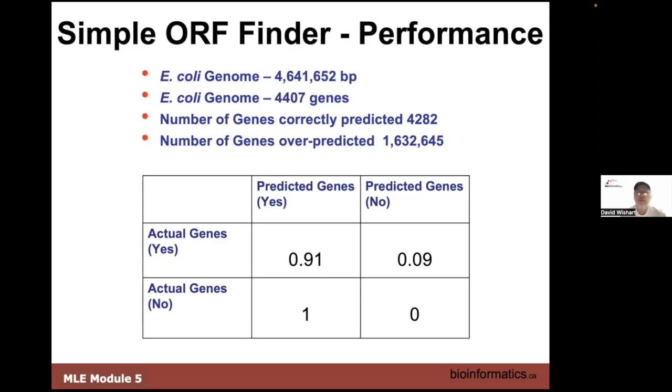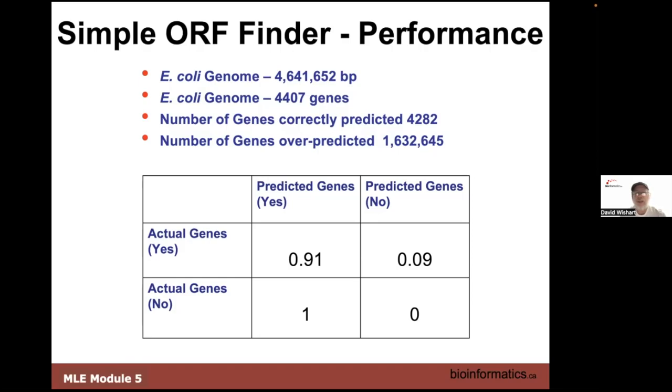So if we put it in our confusion matrix, we get a nice score of 0.91 for the predicted genes and actual genes. And in terms of non-predicted genes and actual genes, we get basically a score of zero, which is terrible. And in terms of over-prediction, we get 0.9999, which is rounded up to one, which is absolutely terrible.